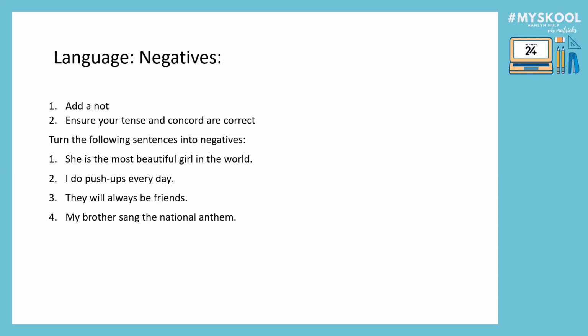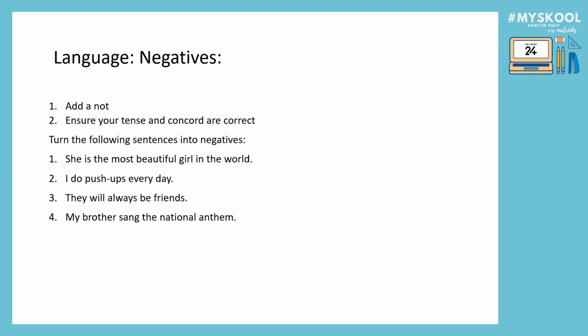Why isn't it "she's the ugliest girl in the world"? Because you can't change the words that are given in the sentence. Yes, you mustn't change it into the opposite. You must change it into the negative. There's a difference, eh? I do push-ups every day. I don't do push-ups every day. You can't say "I don't push-ups every day" because then it doesn't make sense, eh?